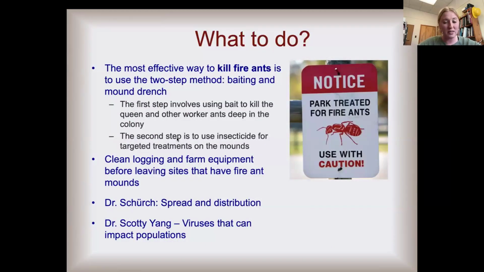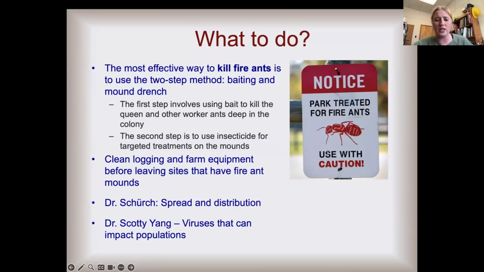And what to do with these insects? Well, the most effective way to kill fire ants is a two-step method so far that they've come up with. So step one being fire ant bait. It actually consists of a pesticide on processed corn grits coated with soybean oil. So worker ants take this bait back to the colony and they share it with the queen. And then she'll either die or become infertile.